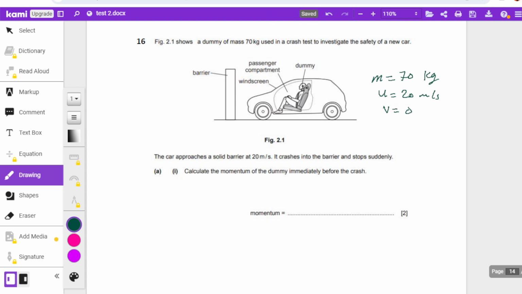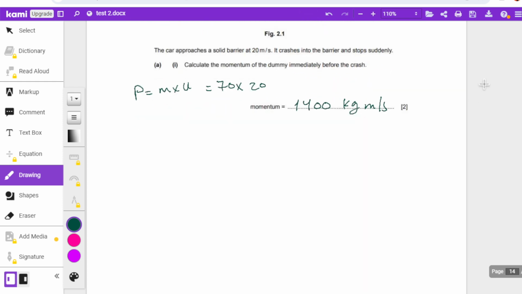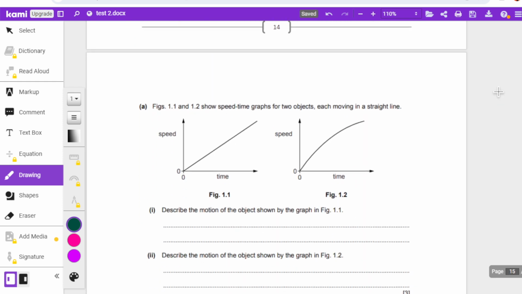Calculate the momentum of the dummy immediately before the crash. It means momentum equals mass multiplied by u, because he said before the crash. So 70 multiplied by 20 equals 1400. What is the unit of momentum? Kilogram meter per second. Okay, let's move to the next.